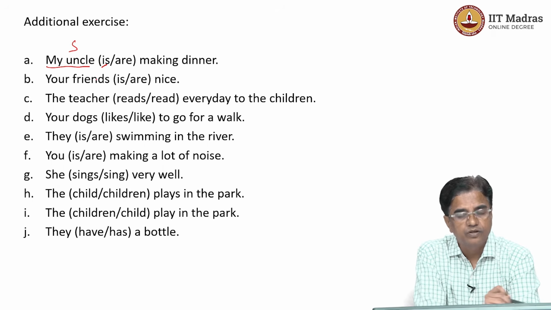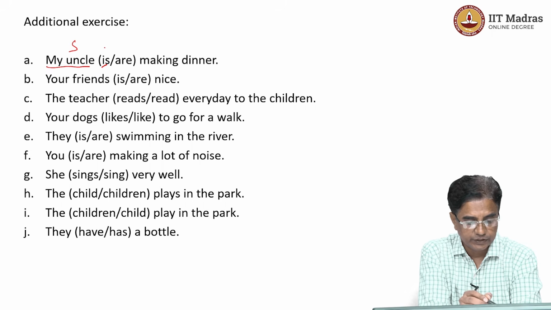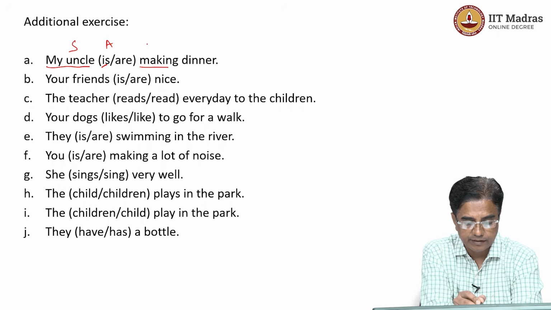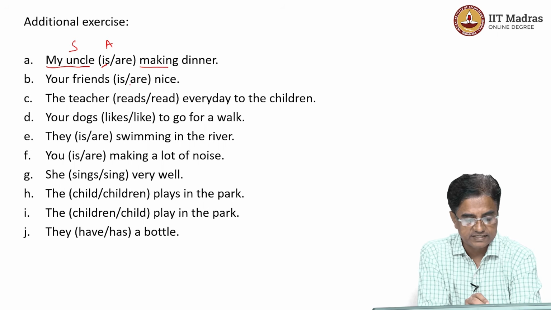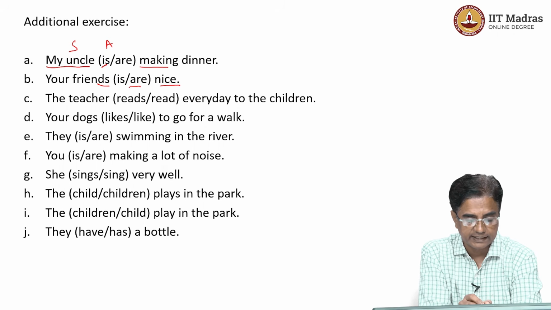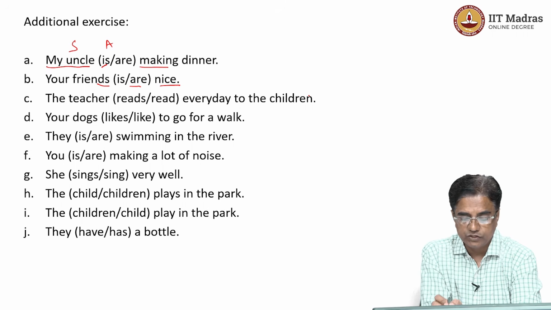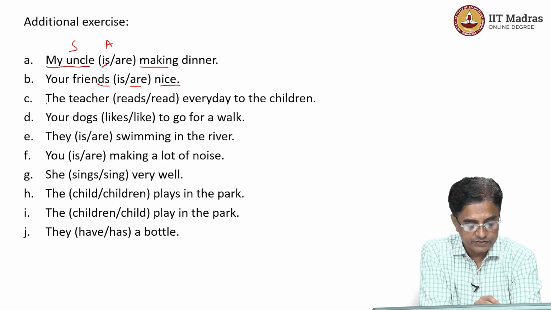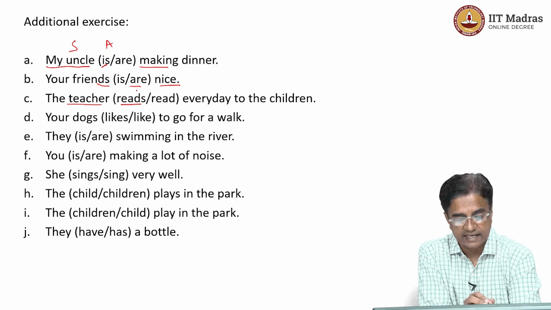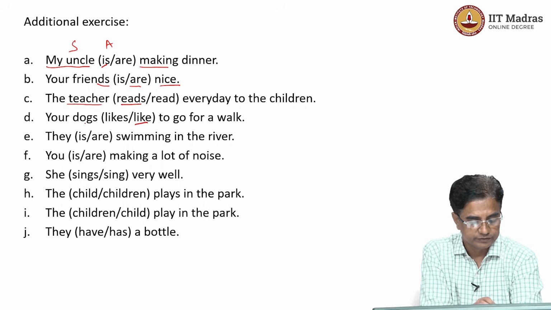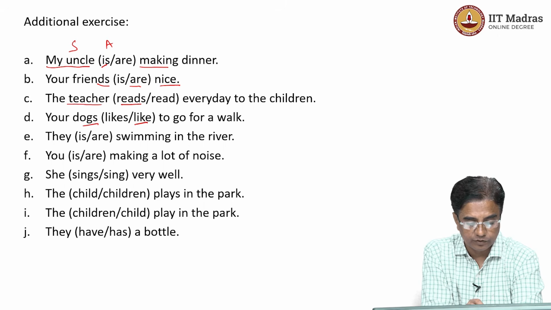Now, in this one, what is a verb? This is an auxiliary verb and making is the main verb. Your friends, because it's plural, are nice. Here, only one verb. The teacher reads every day to children. So, teacher is singular, so singular verb, and an action verb. The dogs like to go for a walk. Here, dogs is plural, therefore like.